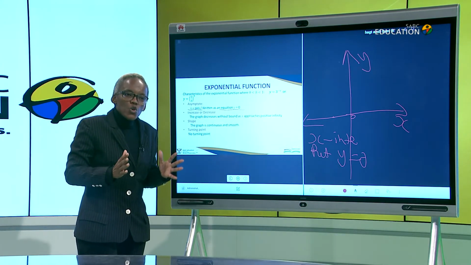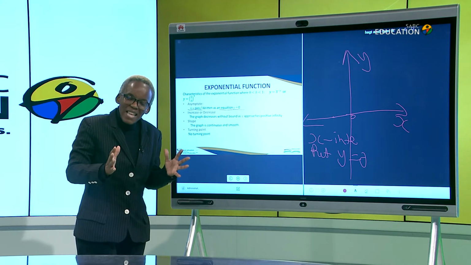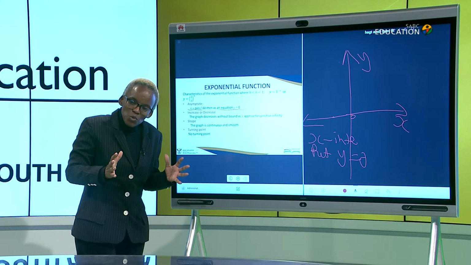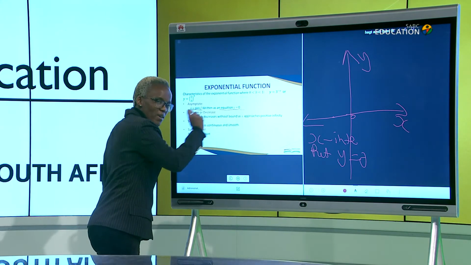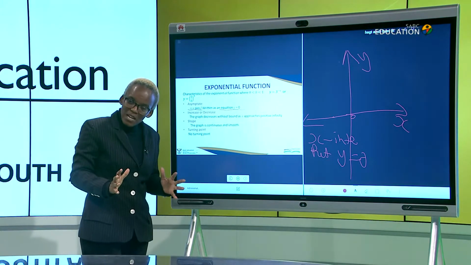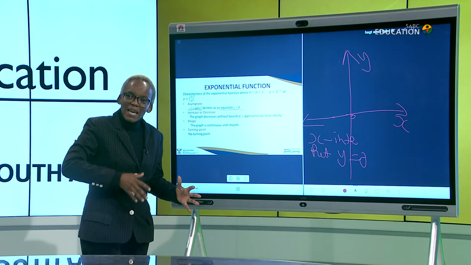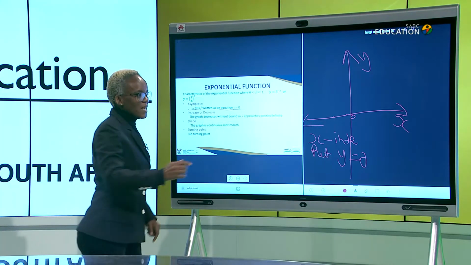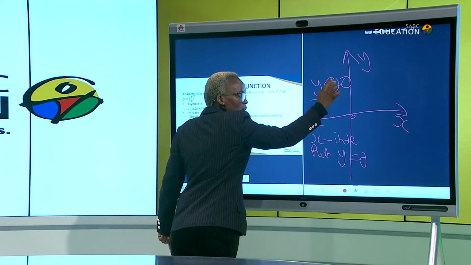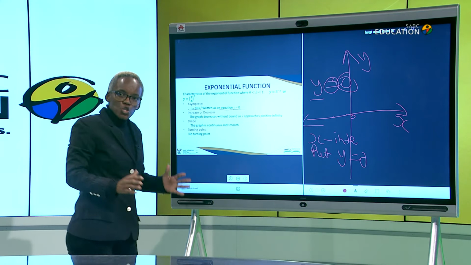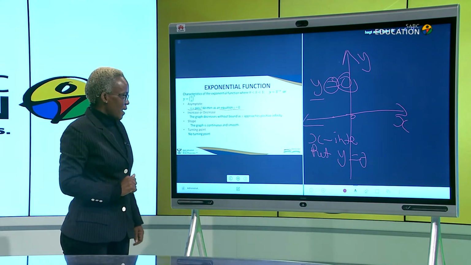But if the question says write the asymptote in the form of an equation, now you must write it as y equals 0. Because remember, an equation must have a left-hand side, an equal sign, and a right-hand side. So when we write an equation, we have a left-hand side, equal sign, and the right-hand side. So that will be an equation.